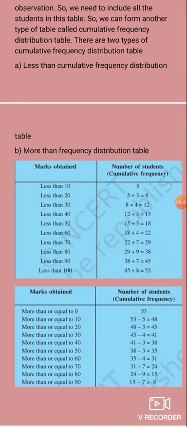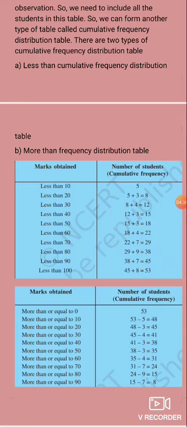Then more than or equal to 10 means 53 minus the first frequency, which is 5. Okay, so we need to subtract that. So 53 minus 5. The next, more than or equal to 20. So more than or equal to 20 means 53 minus 5 is equal to 48. Then 48 minus the second frequency, which is 3. So 48 minus 3 is equal to 45. So we need to subtract each frequency. Then at last, more than or equal to 90 is the last lower limit. So at last we get 8. Okay, so more than cumulative frequency formation is in this way.